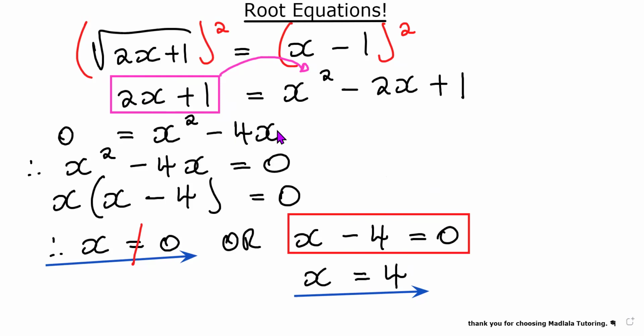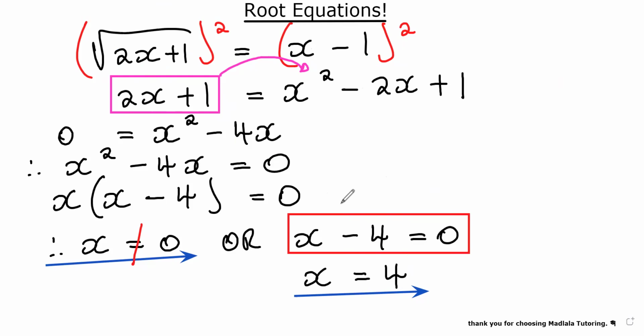Now, what about x equals 4? Well, 2 by 4, that's 8. 8 plus 1, it's 9. Square root of 9 is 3. 4 minus 1, that is 3. So the left-hand side is indeed equal to the right-hand side. So x equals 4 is your only solution.